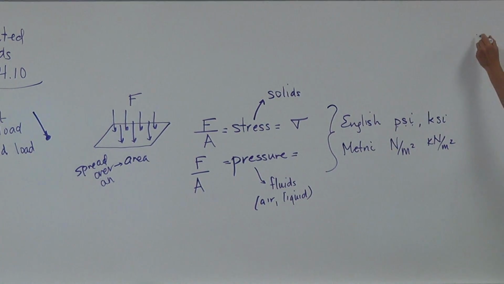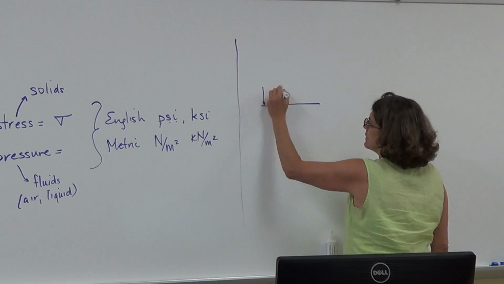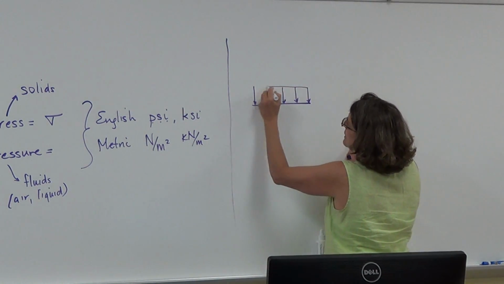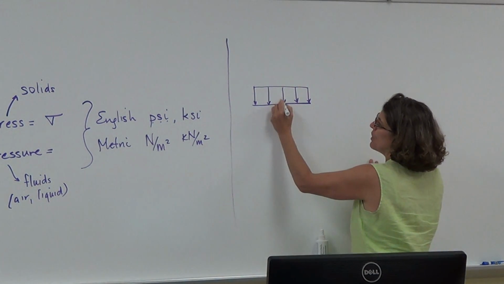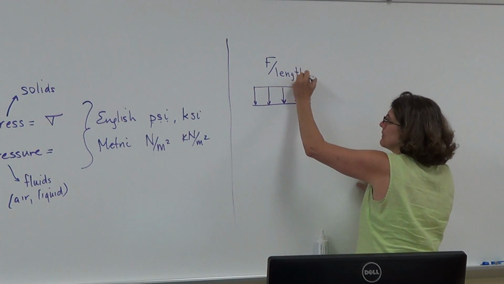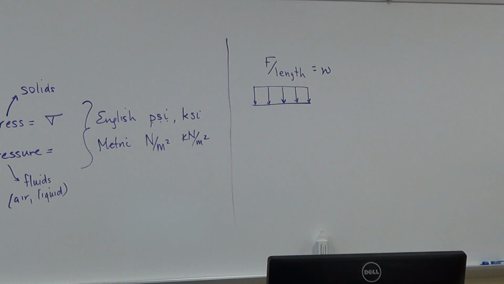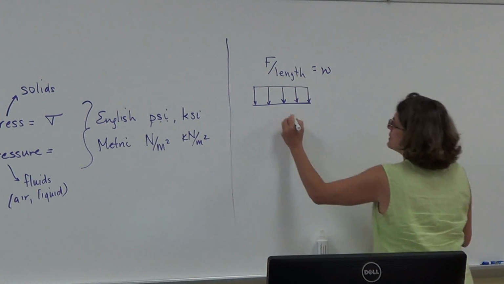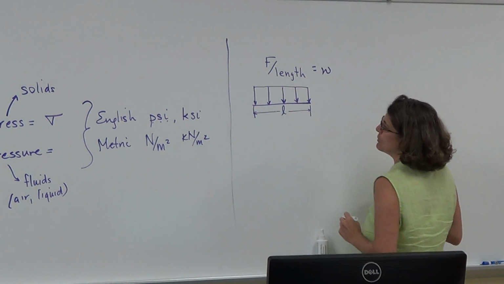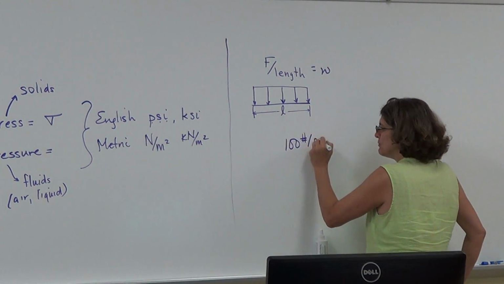But in statics, we're typically spreading our load over a length. So here we have a force, and we usually put a line over it. So you can see that they're all interconnected. This is a force over a length. And it's abbreviated little w. I think that might be omega. Okay, so force over length. So here's the length of, let's say it's a beam. We have a length of a beam, and we're spreading the force over it. So an example would be 100 pounds per foot.